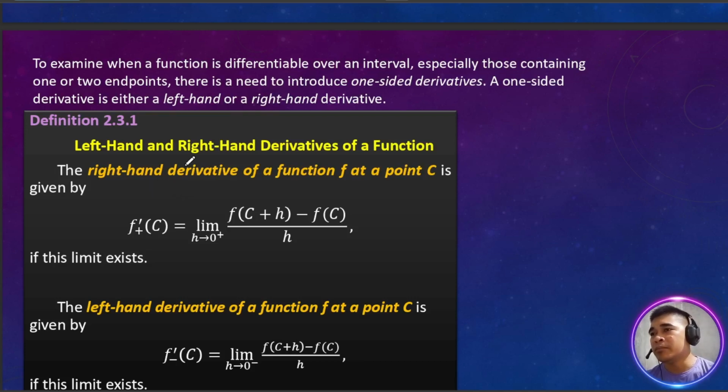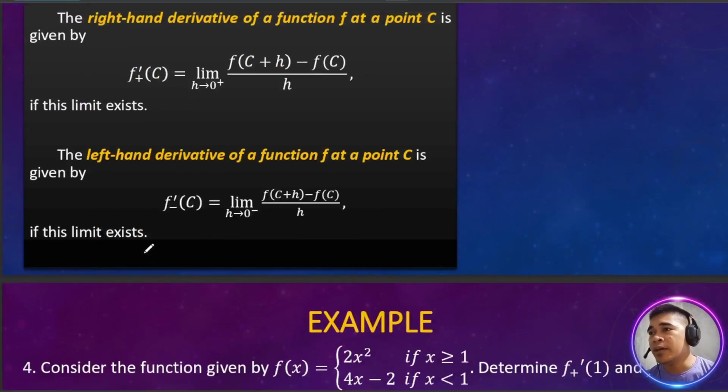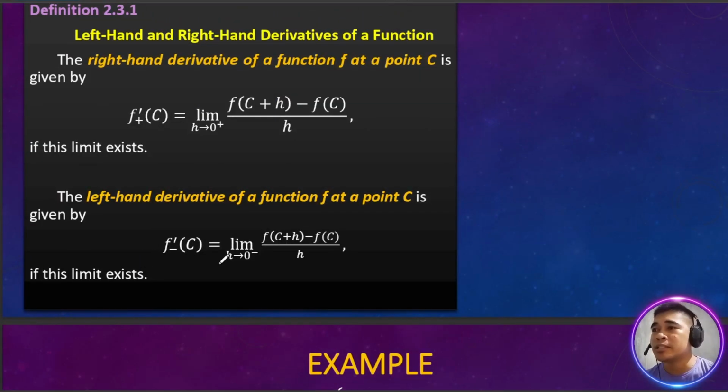So the right-hand derivative of a function f at a point C is equal to the limit of f of the quantity C plus h minus f of C all over h as our h approaches 0 from the right, if this limit exists. The left-hand derivative of a function f at a point C is equal to the limit of f of the quantity C plus h minus f of C all over h as our h approaches 0 from the left, if this limit exists.